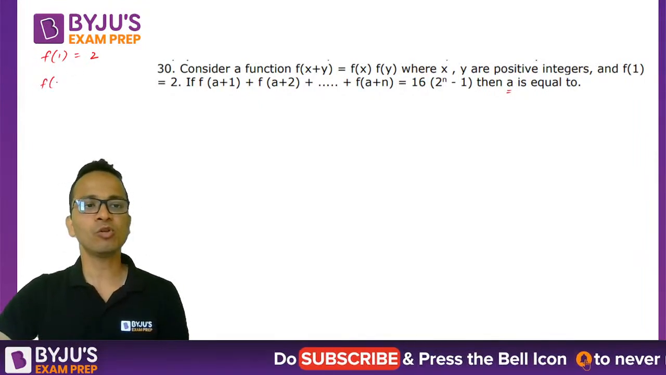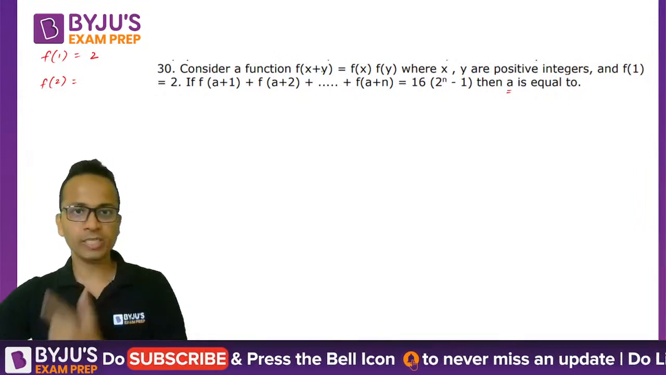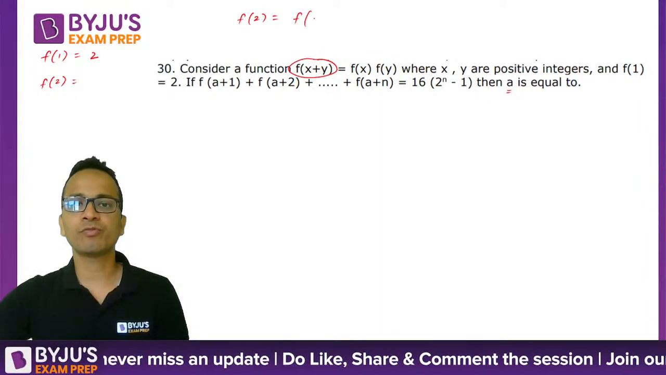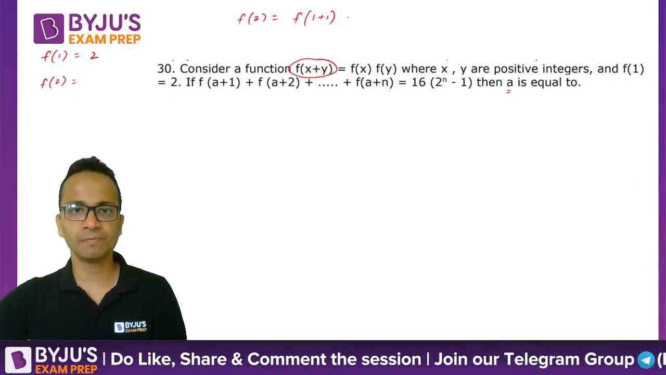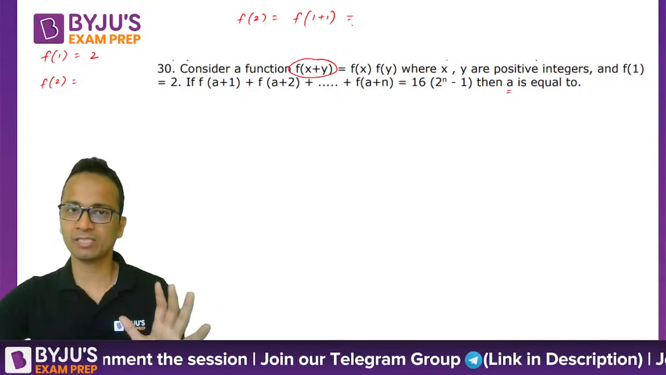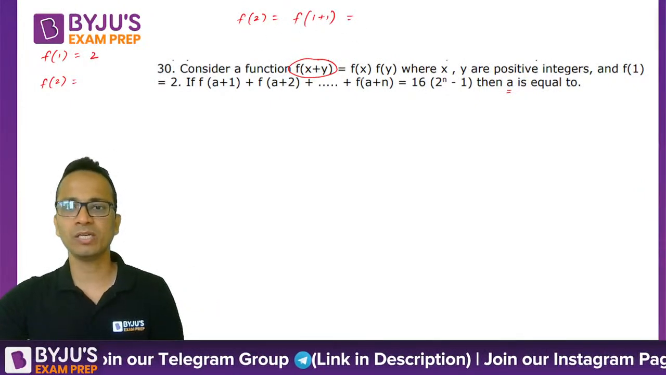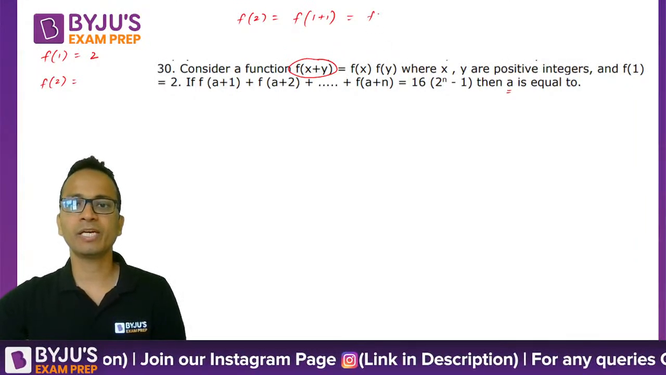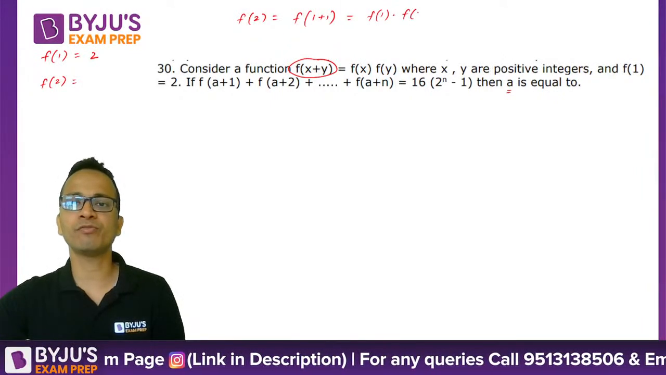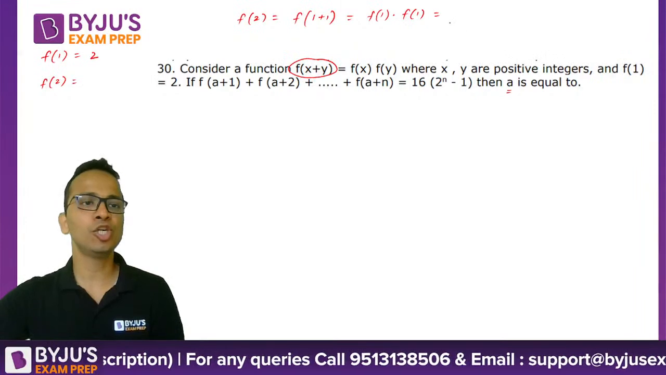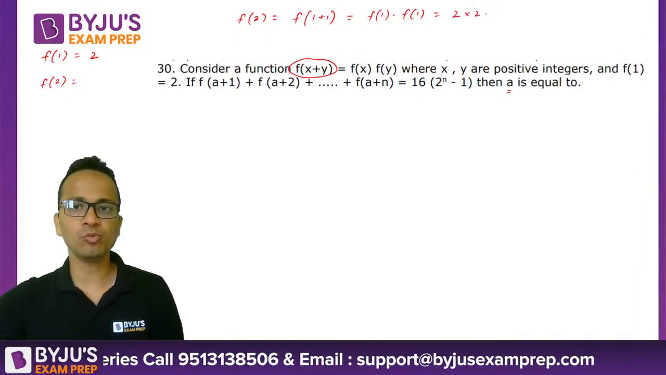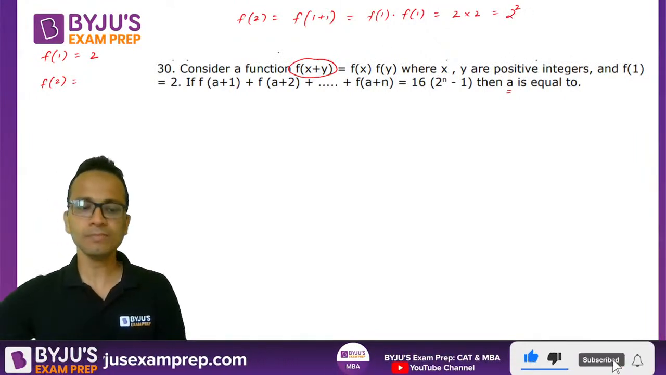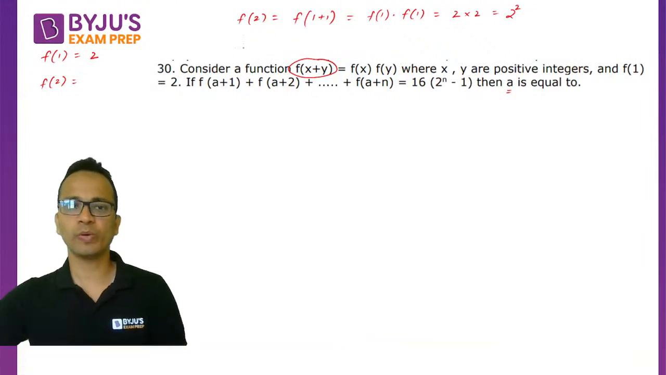So if f of 1 is given as 2, then what will be the value of f of 2? Using this function, f of 2 can be written as f of 1 plus 1. Okay, all of you can post your answer, whatever I'm asking. Now f of x plus y is equal to f of x into f of y. So it will be written as f of 1 into f of 1. What is the value of f of 1? 2. So it will be 2 into 2 and that can be written as 4 or I'll write it as 2 square. Okay. So the value of f of 2 is 2 square.